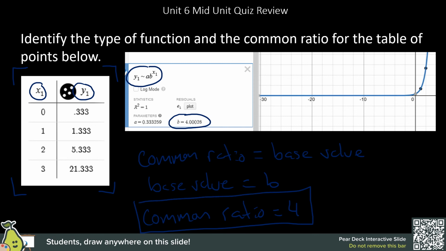So the skill you need to use here is taking this parent function here, putting it into Desmos as a regression, putting in the table, we've done that before, and identifying your b value. Okay? So let's go ahead and move on.